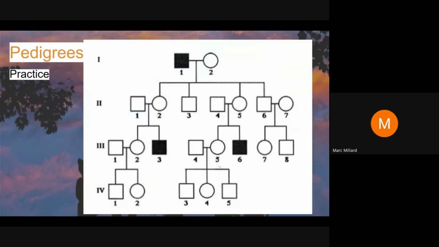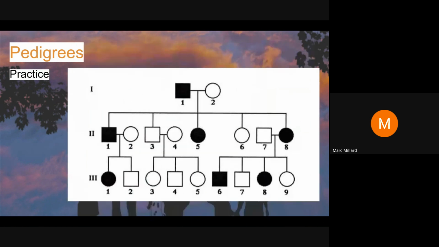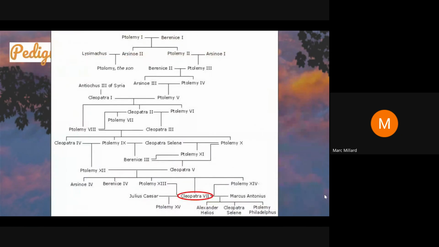Okay, so here are some ones that we can practice on. We'll practice on that in a bit. Another piece of practice. Here's another piece of practice. This is from a real actual family. Kind of get some practice with real pedigrees.